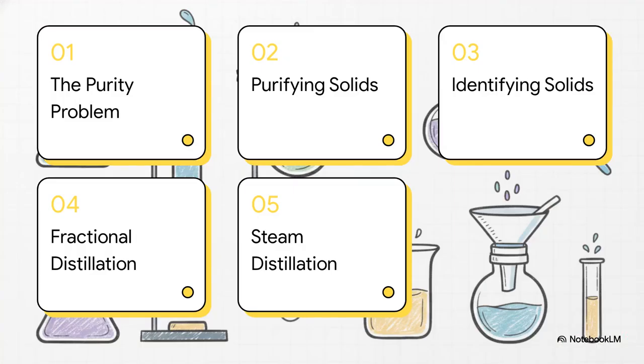Here's our roadmap for today. First, the purity problem. Second, purifying solids via recrystallization. Third, identifying solids by melting points. Fourth, separating liquids via fractional distillation. And finally, steam distillation for immiscible liquids. Let's get right into it.